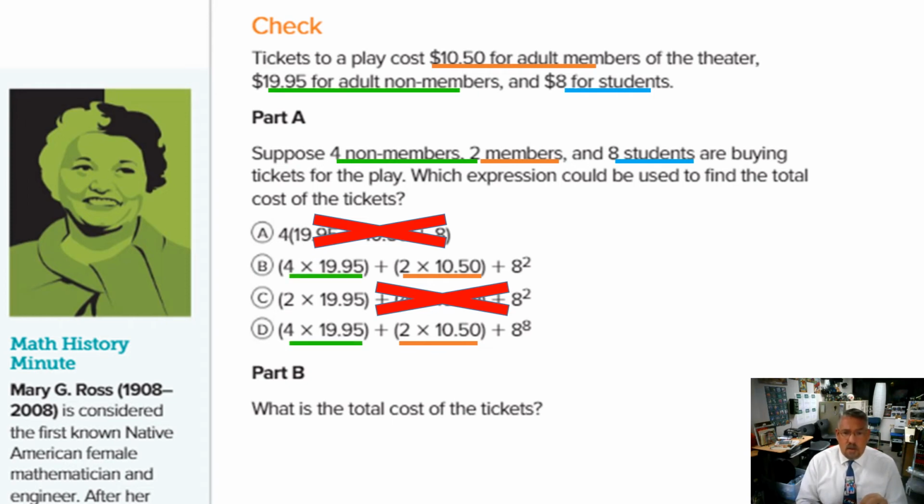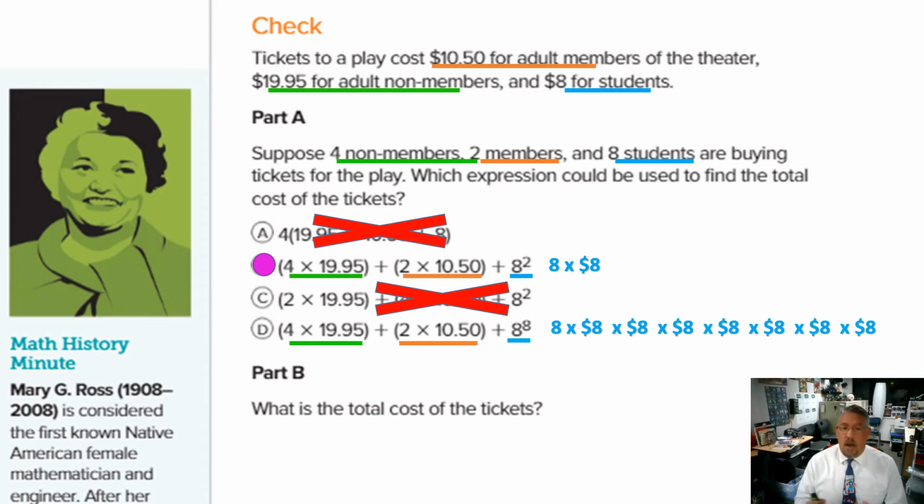And 4 times $19.90, well, they both have that as well. And now I have 8 that are buying $8 tickets. So 8 times 8, right? 8 at $8. So that's 8 squared, that's 8 times 8. 8 to the 8th power would be 8 times 8 times 8 times 8 times 8. That one's not correct. So B has to be the correct answer.